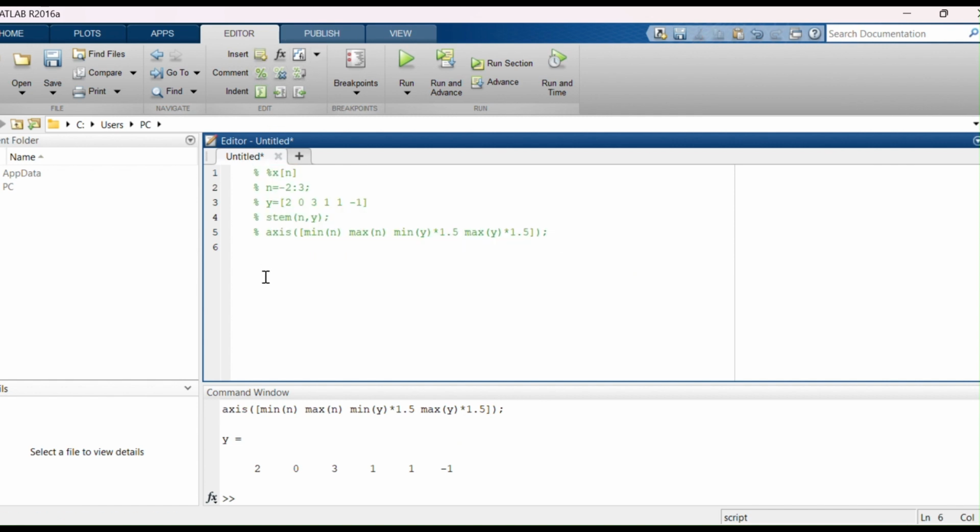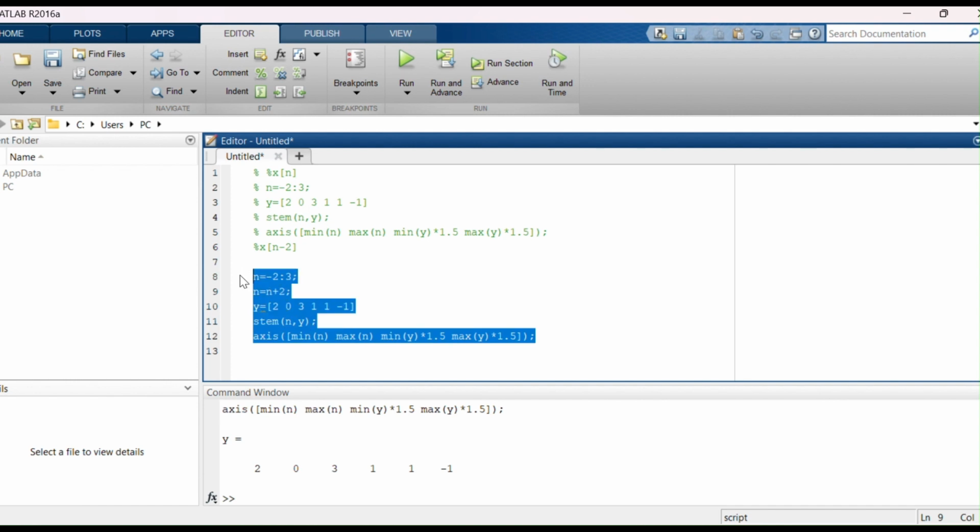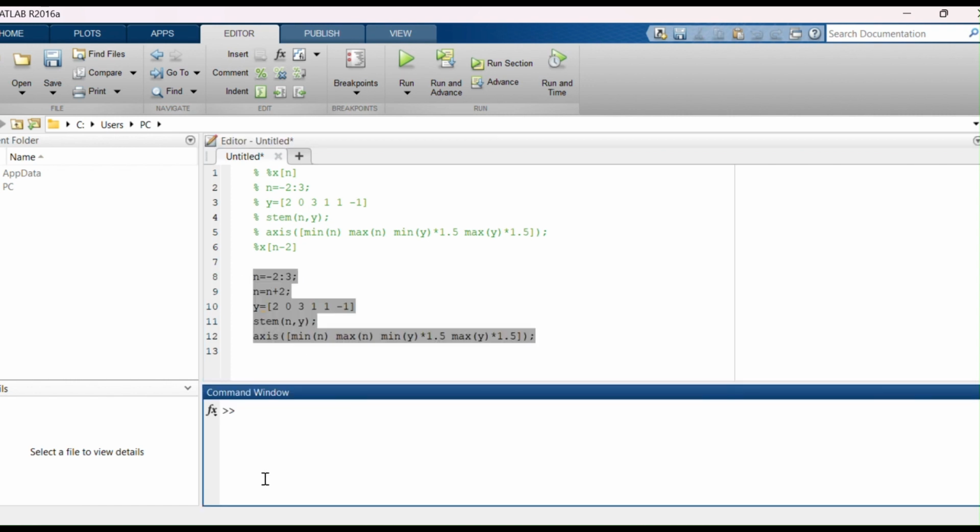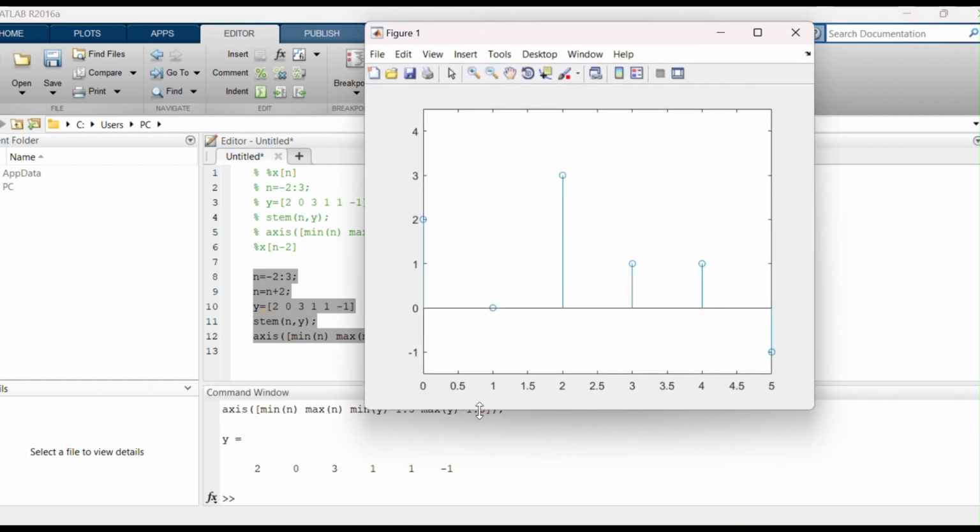And now let's do the x of n minus 2. The only difference would be that n is equal to n plus 2. That's all. Let's check. CLC to clear it, and here we go. And that's the only difference, that it will be shifted to the right by 2.